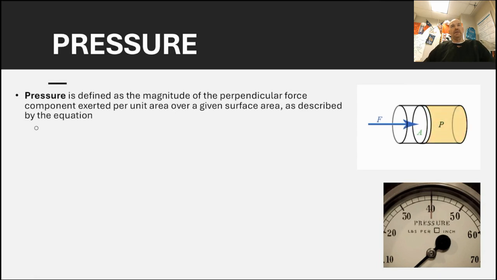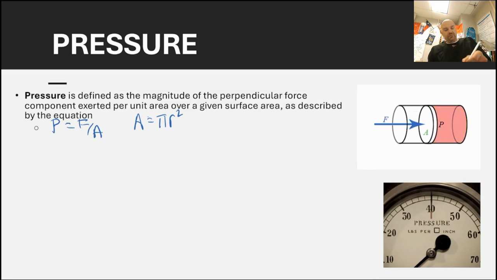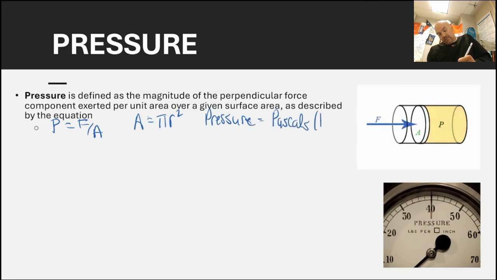All right, so pressure is going to be defined as the magnitude of the perpendicular force component exerted per unit area over a given surface area as described by the equation P equals F divided by A. Okay, so F is going to be force, A is going to be the area, which oftentimes, as you can see in the little animation here, we have a cylinder. So oftentimes the area is going to be an area of a circle. And so pressure is measured in pascals, or Pa.